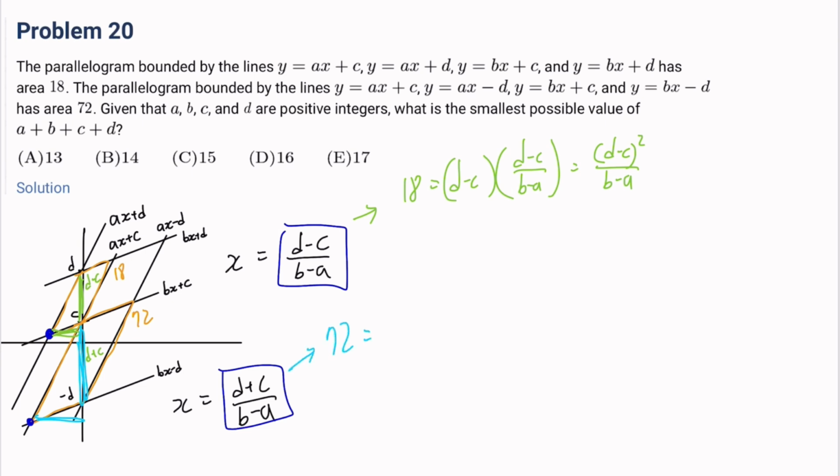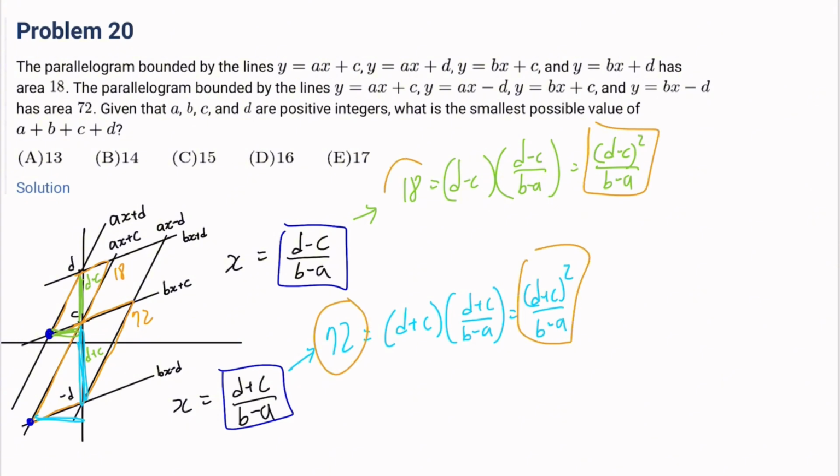This is going to be equal to d plus c times d plus c over b minus a, which is going to be equal to d plus c squared over b minus a. And comparing these two, right, they are 72 to 18. So those ratios, that's going to be 72 to 18, that's 4 to 1, right?